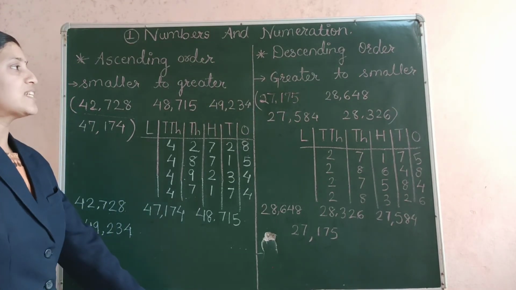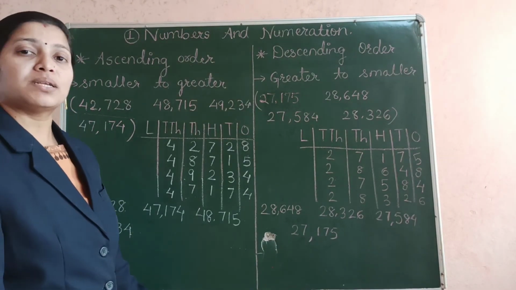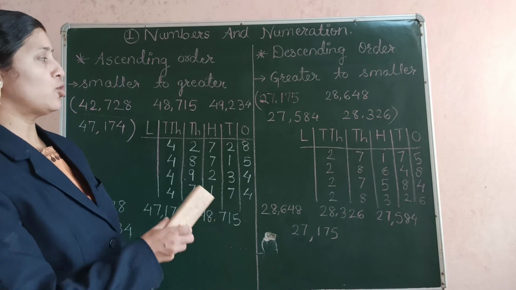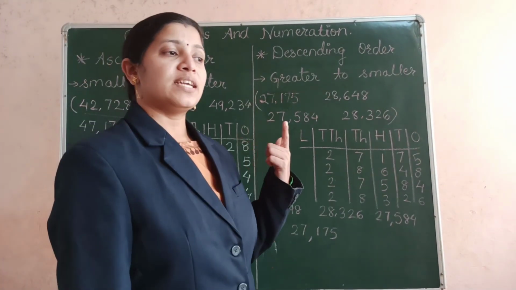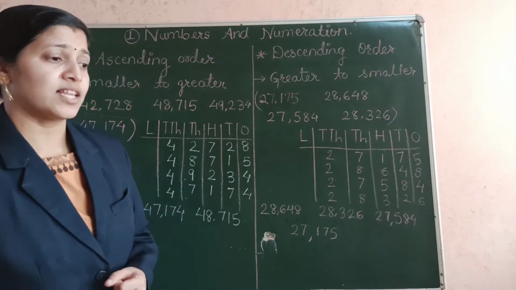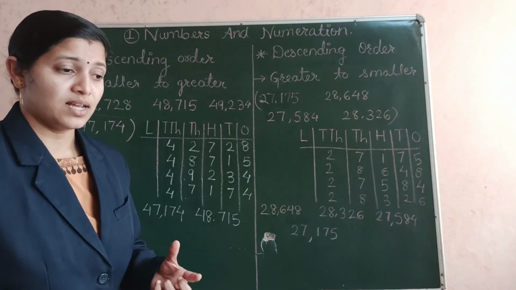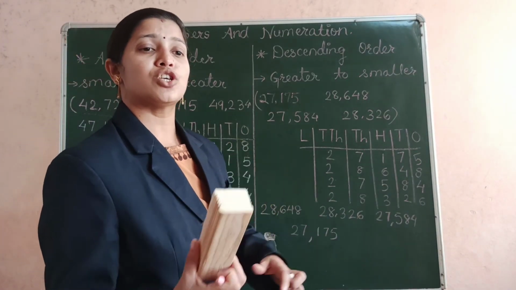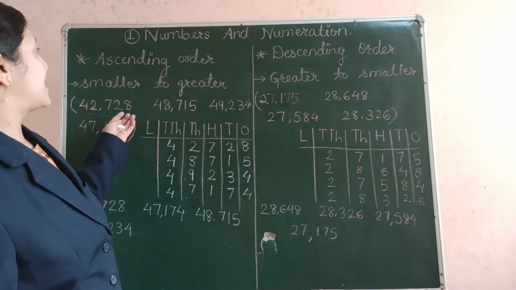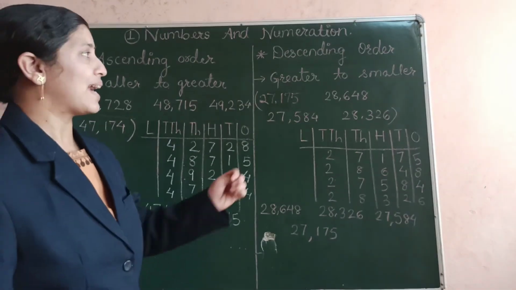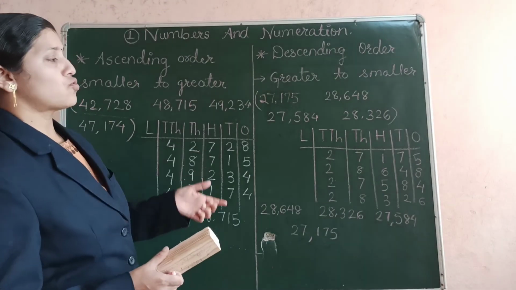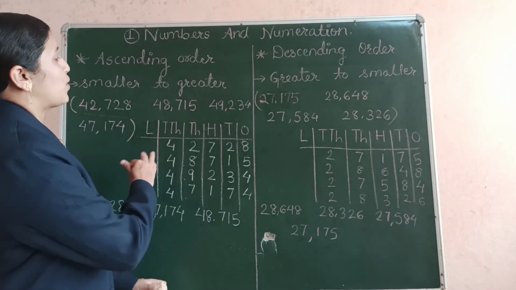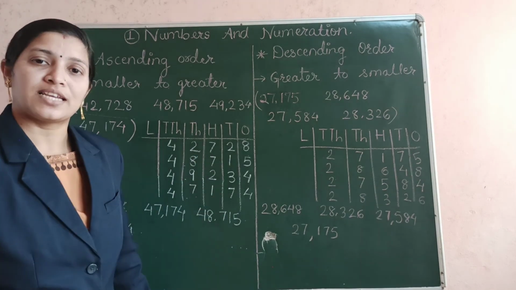So the exercise which is given, that is exercise number 3, is totally depending on all these points, that is finding the successor, finding the predecessor, then comparison between the numbers, that is which is the greater one, which is the smaller one, as well as writing ascending order of the number and descending order of the number. So you can easily solve the exercise if you have studied all these points carefully.